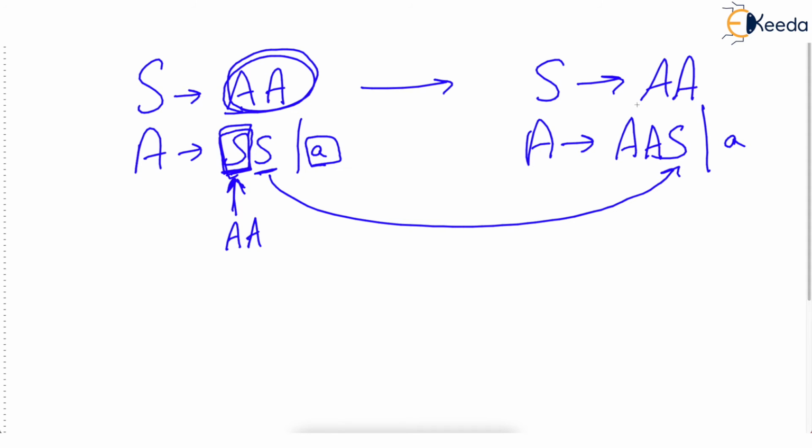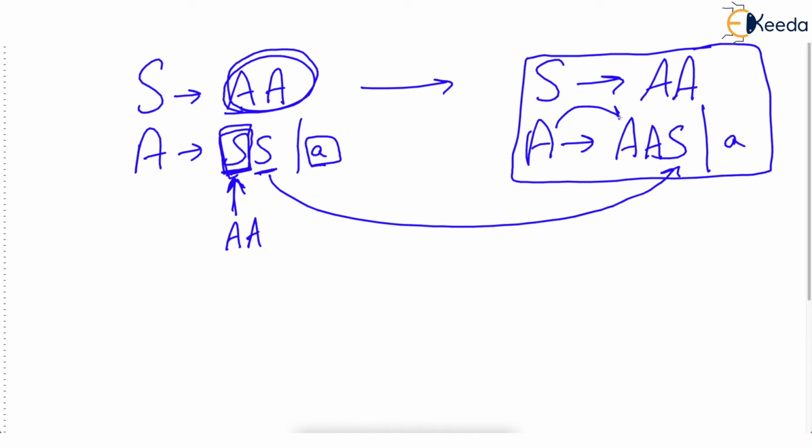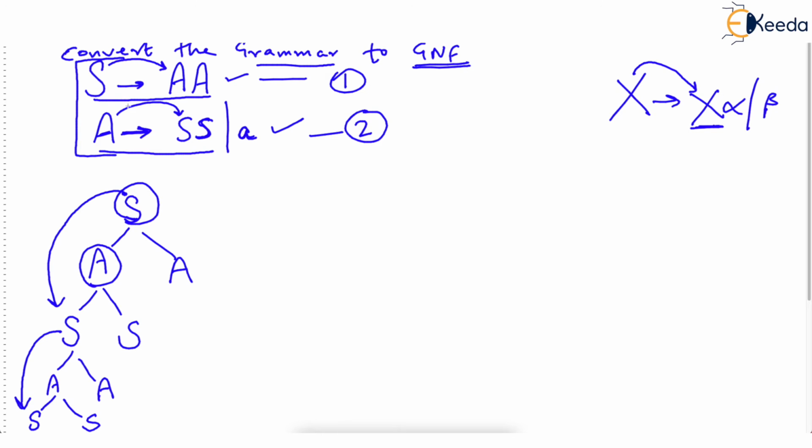But you observe that in this new grammar, we have left recursion. So you either replace the value of S in the second production or you replace the value of A in the first production, you will always get left recursion. So hence proved that this grammar is left recursive. Okay, I hope you have understood this much.